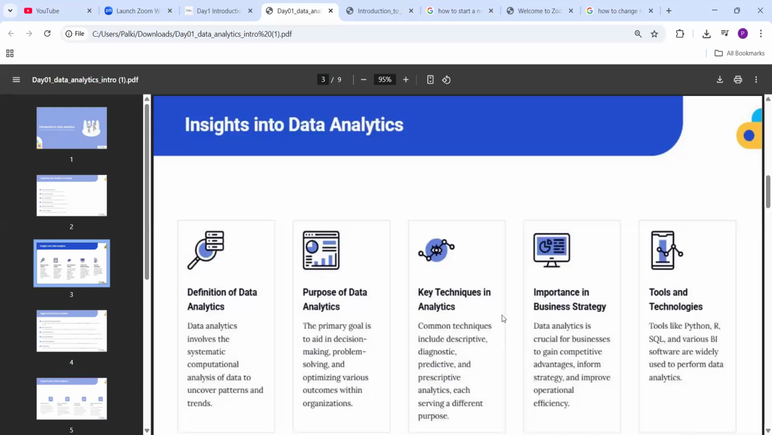Key techniques in analytics. So, what are the key techniques? Here we have some common techniques like descriptive, diagnostic, and predictive. Predictive is basically how you predict things on the basis of whatever insights you have. And we will go through this in more detail. I'm just giving you a brief about it.